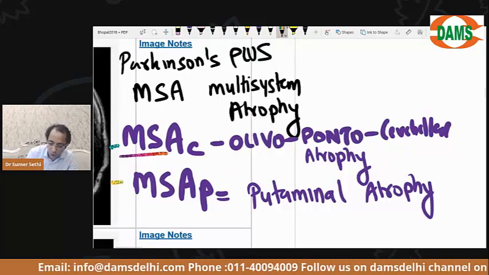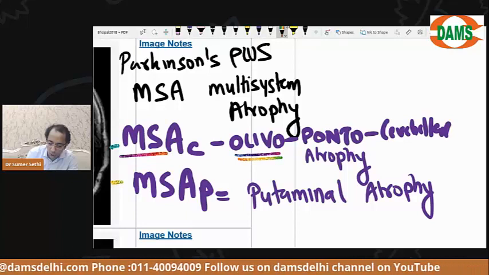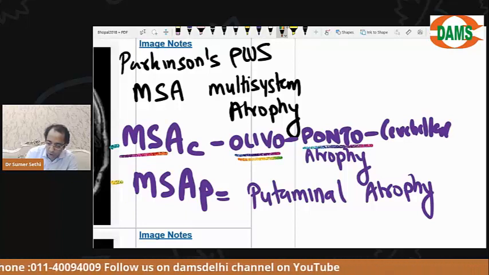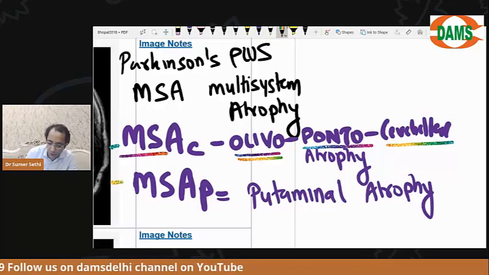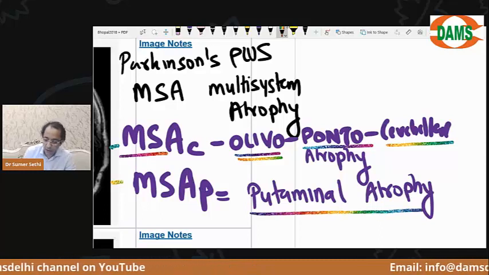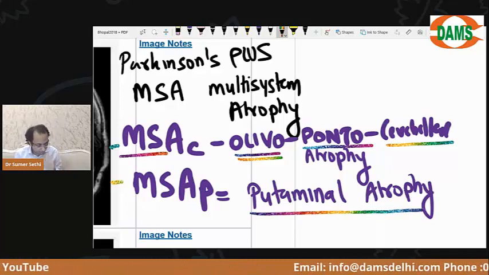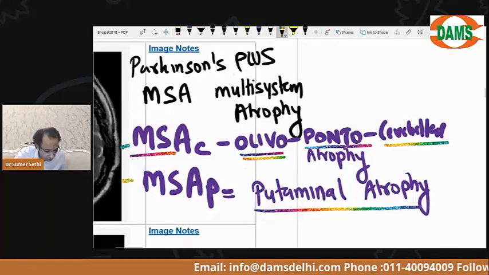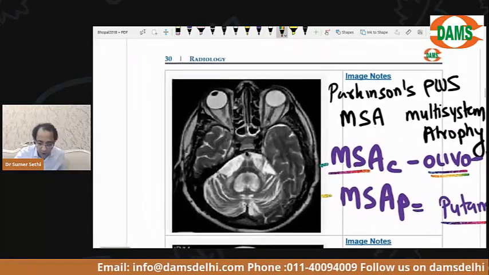MSAC has olive. Olive is a nucleus in the medulla. Pontocerebellar: olivo, pons, and cerebellar atrophy. And MSAP is putaminal atrophy. Okay, let's try to understand how it looks.